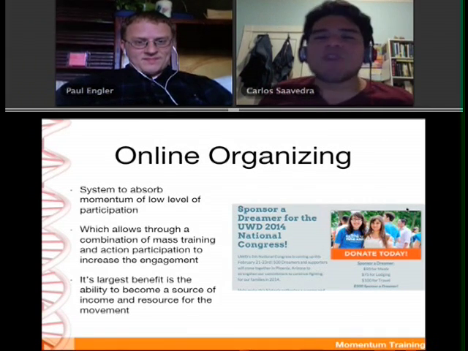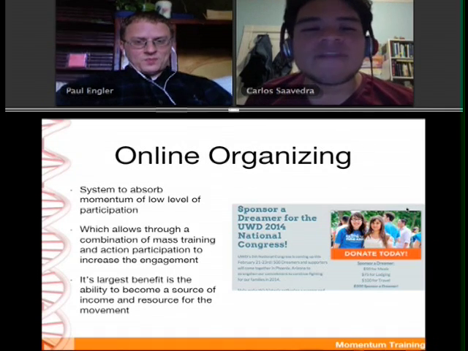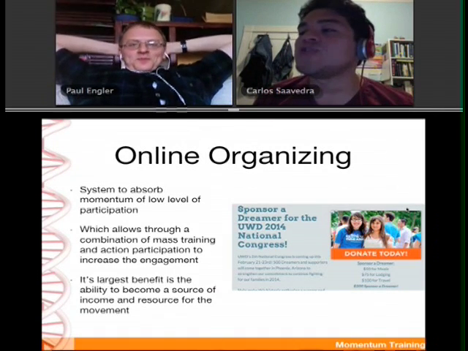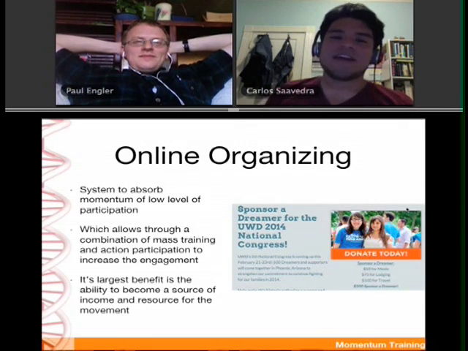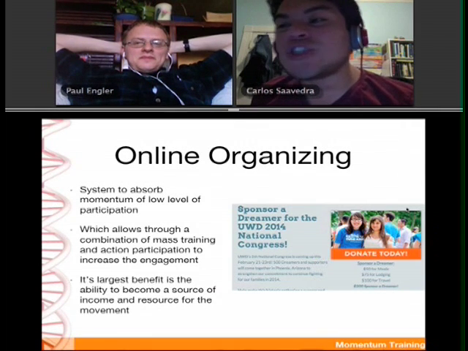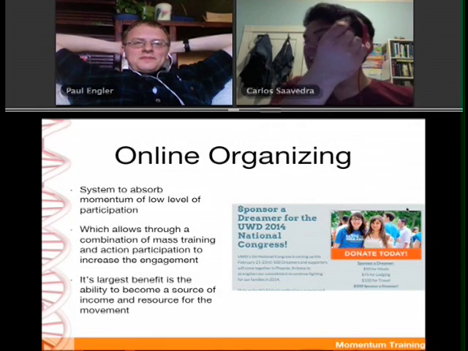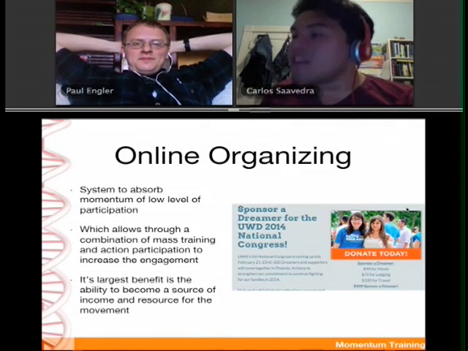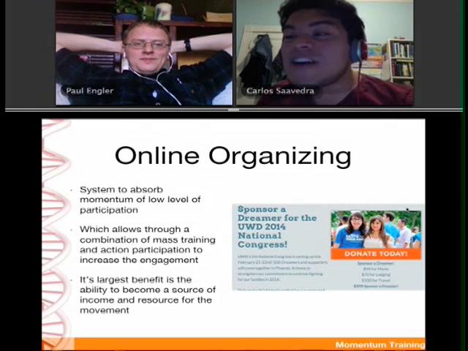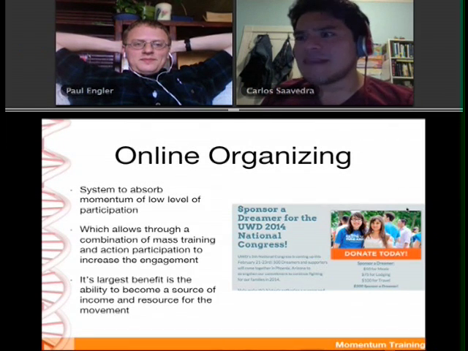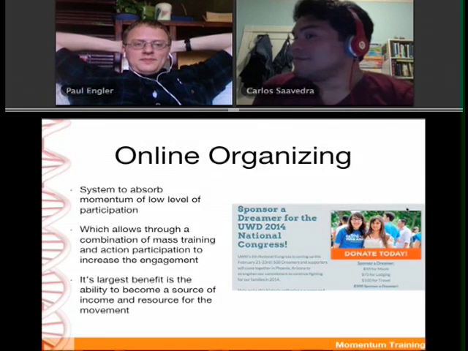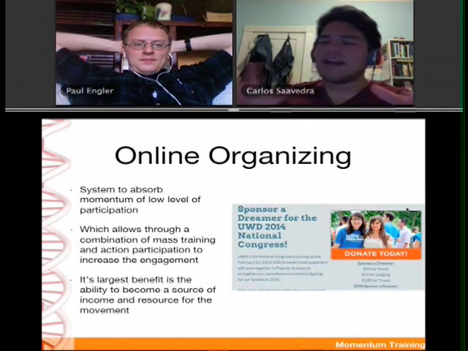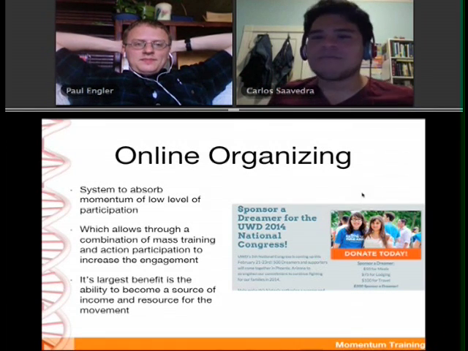But pretty much, online organizing allows people, through a combination of mass training and action participation, to increase engagement, right? And it could also become a huge source of movement income, because when you have a lot of momentum, people will be down to throw you $20 or $15 or $5. If you get 10,000 people to throw you $5, you're on. Paul, if you want to add more stuff there, that'll be great.